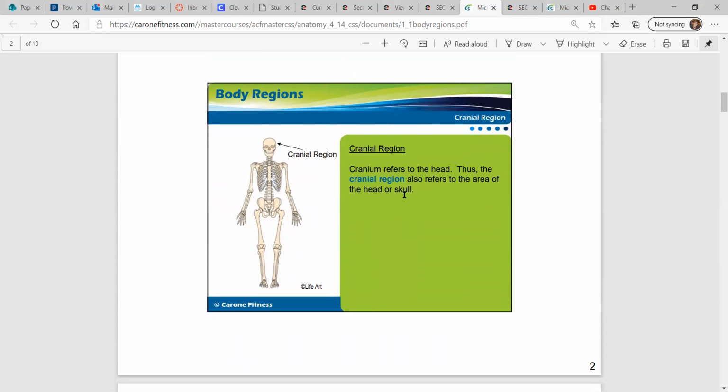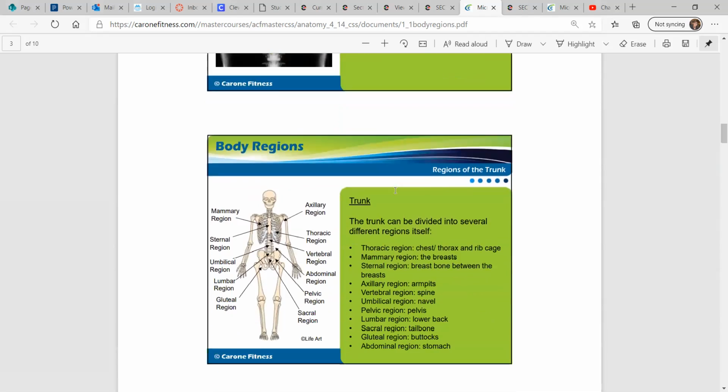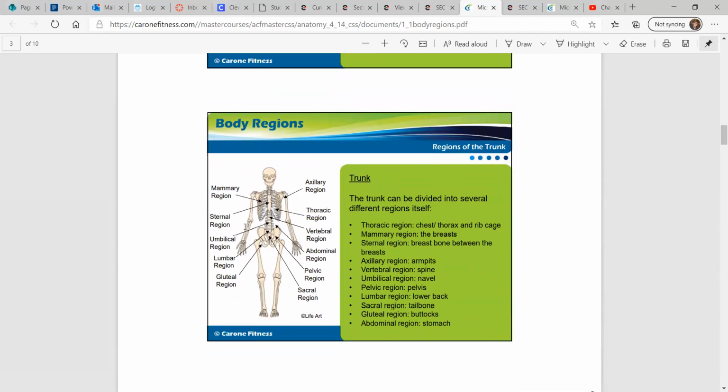But first, your cranial region. Cranium refers to the head. So the cranial region refers to the head or skull. And attached to the head, the cervical vertebrae make up the bones of the neck. Thus, the cervical region refers to the neck. Cervical vertebrae. Important stuff. Now, your trunk contains a lot of things. It's like the biggest part of the body, whereas your arms, head, and legs are all attached to this center mass.